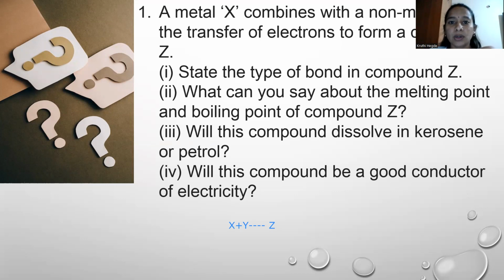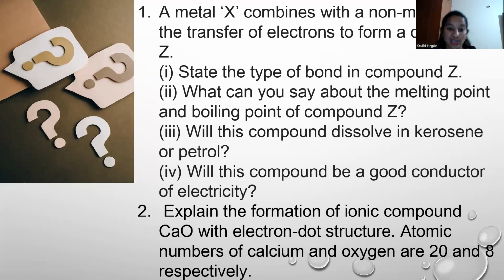So till now we have studied about ionic compounds and its properties. Next concept is about metallurgy. Yeah, one more question is: explain the formation of ionic compound CaO. As said, calcium oxide is important. With electron dot structure, atomic numbers of calcium and oxygen are 20 and 8 respectively. Calcium is 20, oxygen is 8. Based on this information, you should write the formation of calcium oxide with electron transfer method.